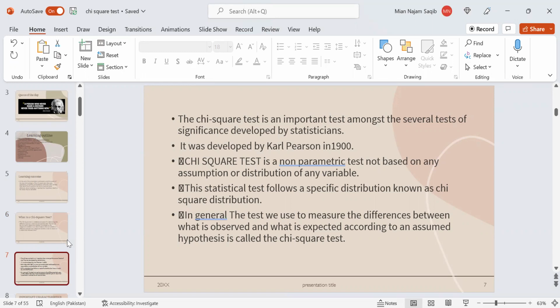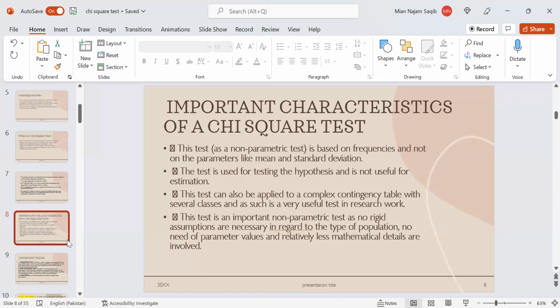The chi-square test is an important test among several other tests of significance developed by statisticians. It was developed by Karl Pearson in 1900, and it is basically a non-parametric test, which means that it's not based on any assumption or distribution of a variable. This statistical test follows a specific distribution known as the chi-square distribution. In general, the test we use to measure the differences between what is observed and what is expected according to an assumed hypothesis is called the chi-square test.